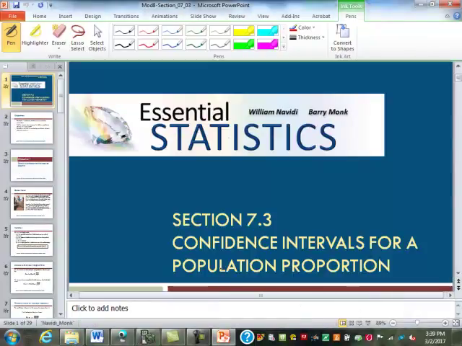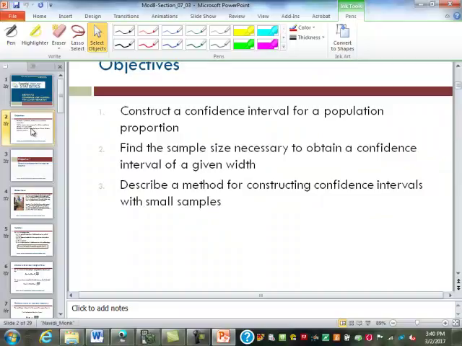Okay, so in section 3 here, we're going to look at confidence intervals for the population proportion. This is actually a little bit simpler than the others. So we're going to construct the interval. We're going to find the necessary sample sizes.